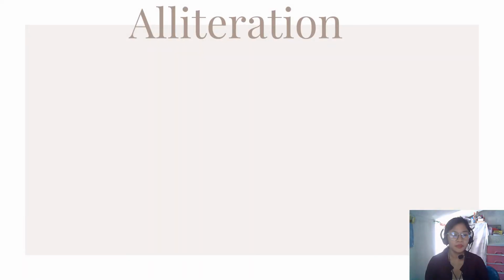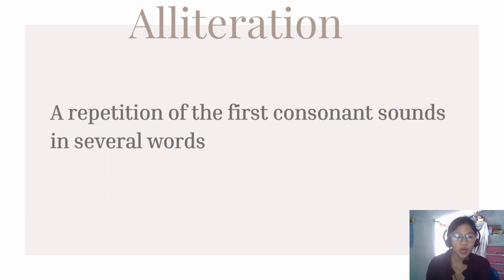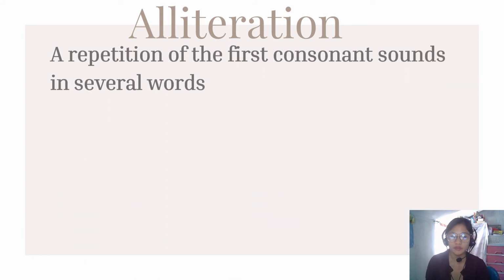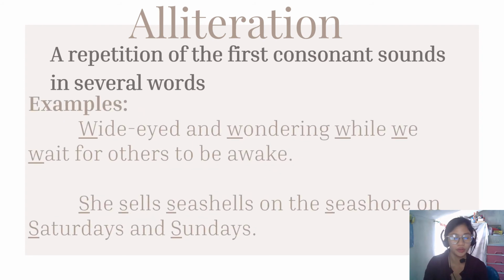Okay? Next one, we have alliteration. Alliteration is a repetition of first consonant sounds in several words. This is, if we repeat a consonant sound in several words inside a sentence, that is what we call alliteration. For example, "wide-eyed and wondering while we wait for others to be awake." Again, wide-eyed and wondering while we wait for others to be awake.